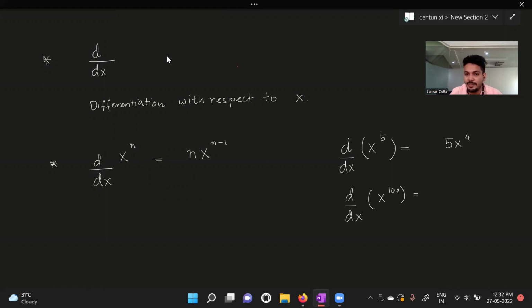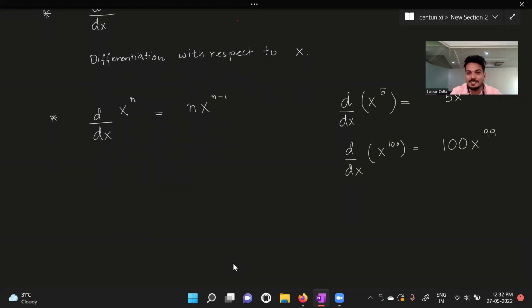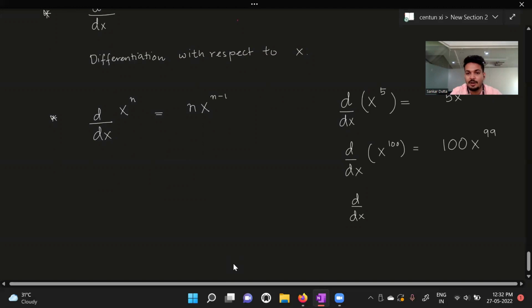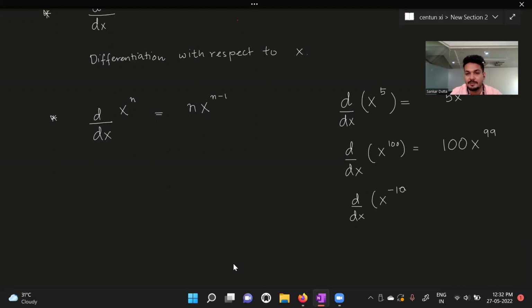The answer will be 100 times x raised to power 99, right? So this is pretty easy. Let's do a negative number as well. Let's say differentiation of x raised to power minus 10, right? Do it and then let me know if you're able to correctly do. This would be minus 10 x raised to power minus 11.